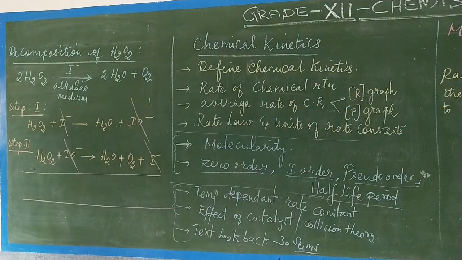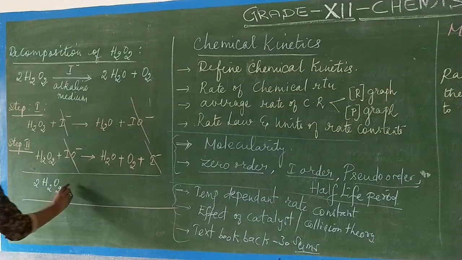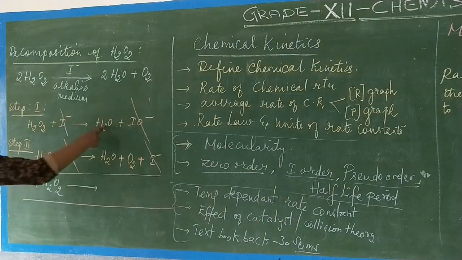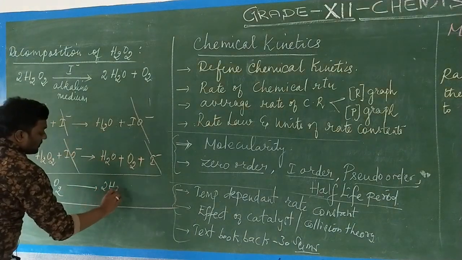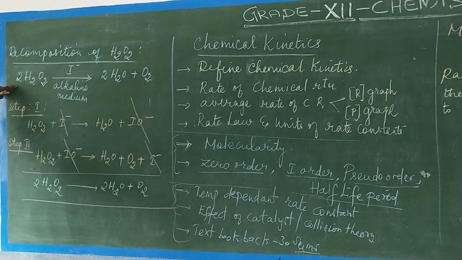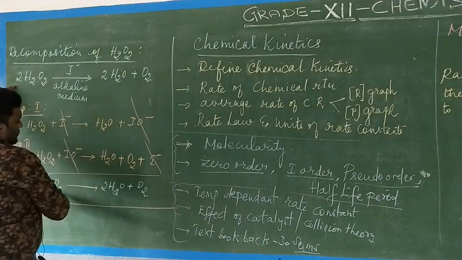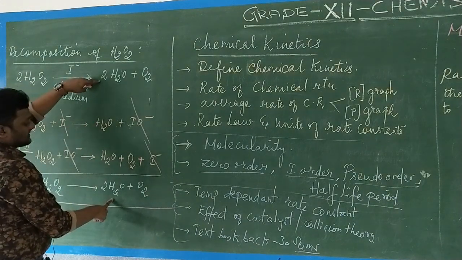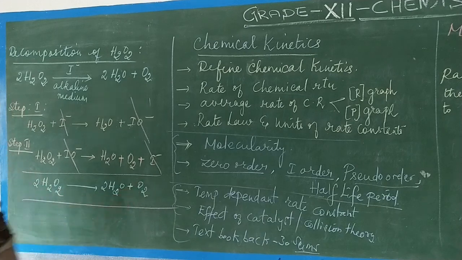So then what is the product formed? H2O2 plus H2O2, that is 2 times H2O2, giving rise to the formation of 2 times H2O plus oxygen. Overall reaction is written here. Have you got it? 2 molecules of hydrogen peroxide decompose, giving rise to the formation of 2 molecules of water and a molecule of oxygen.